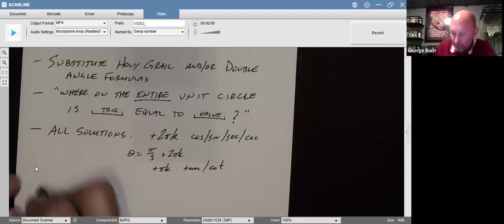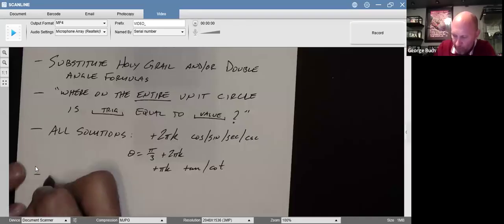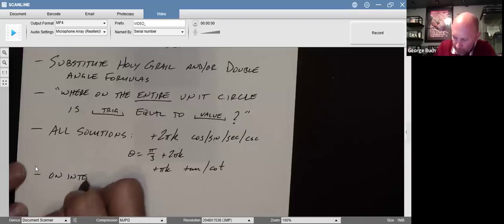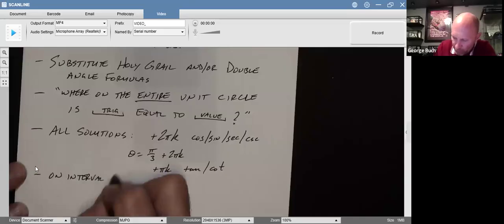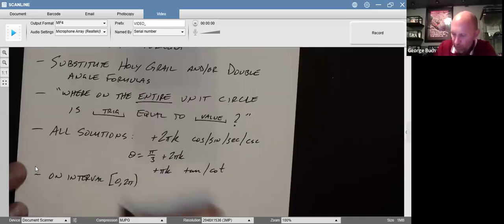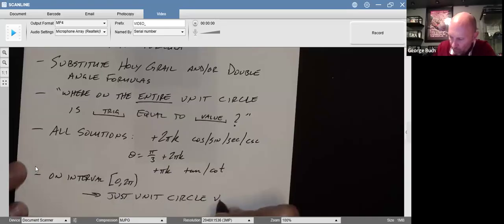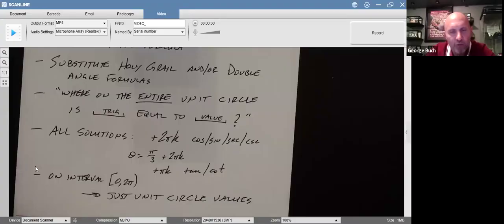And then if it just says on the interval 0 to 2 pi, well, then this is just the unit circle values. So for our example up above, pi over 3, 5 pi over 3.